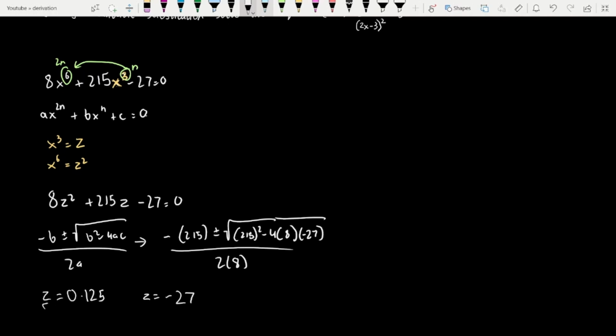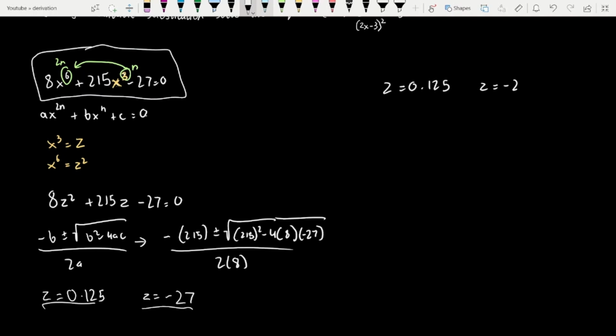Now, we don't want to find z, remember? We did find two values for z, but it's not z we're looking for. If you look at the original equation we had, we were trying to find what x is. So what do we do over here? Well, we know that z is equal to 0.125 and that z is equal to negative 27. And we want to know what x is.